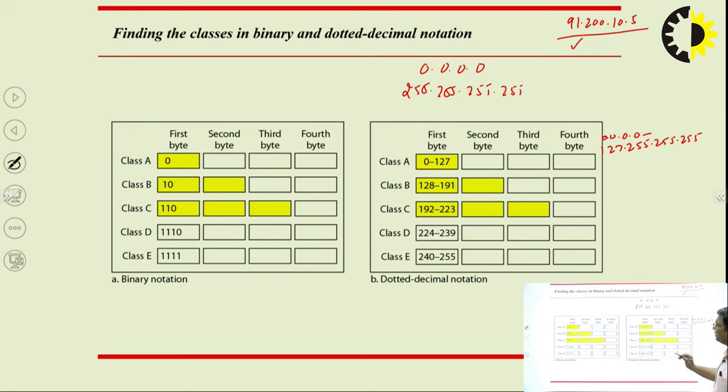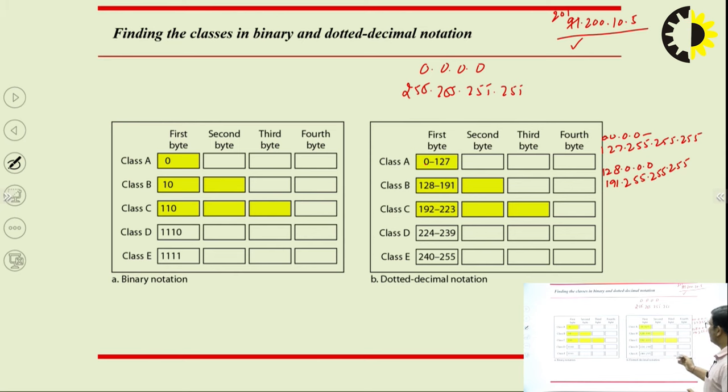Okay. Similarly, class B addresses. The class B range is 128.0.0.0 to 191.255.255.255. So if any IP address lies between 128 and 191, like if I give not 91, but 201.200.10.15, hmm, so this IP address belongs to class B category.